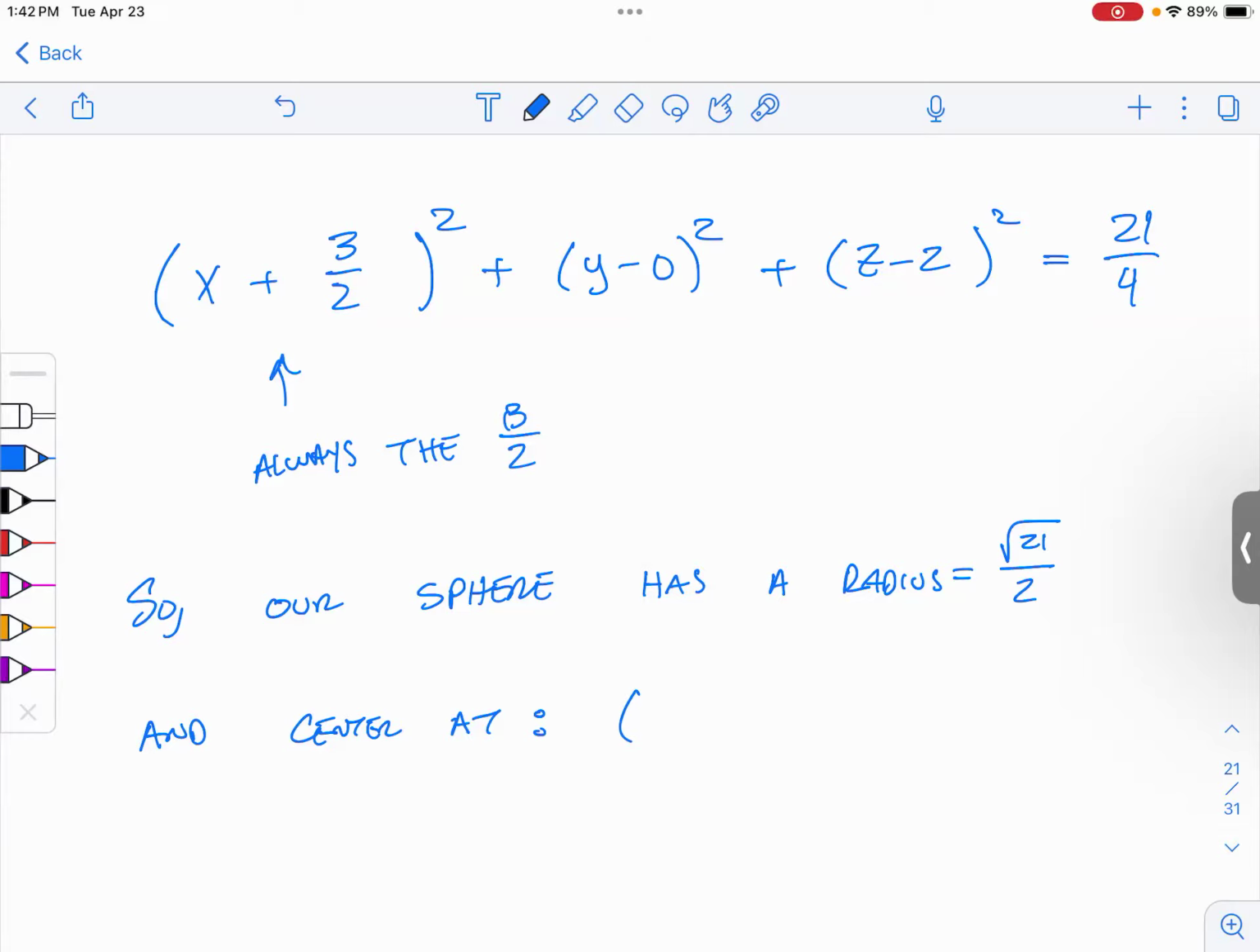Then the center, now that I have this in the proper form, the center is just the opposite sign of all these values. So that means the x coordinate is -3/2, the y coordinate is 0, we identified that one first, and the z coordinate is 2.